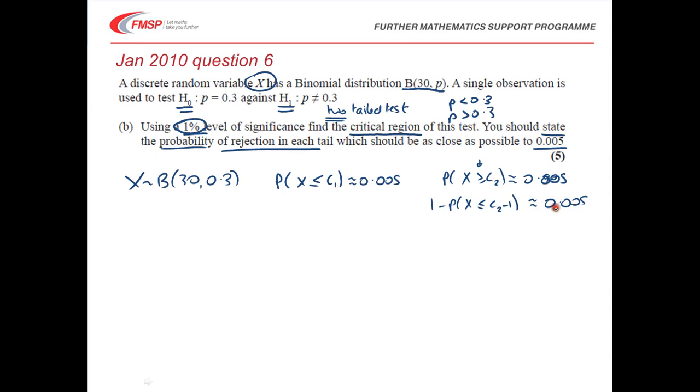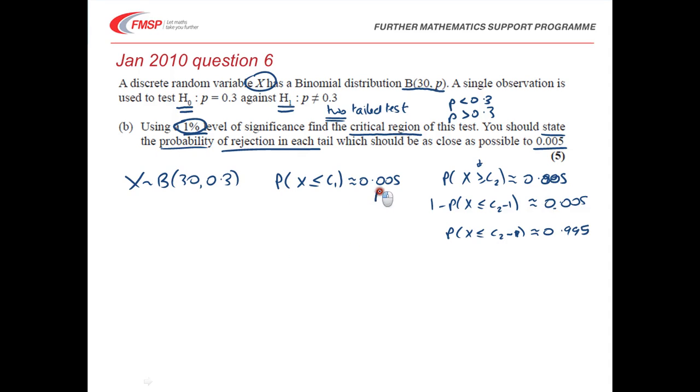And with a little bit of rearranging, you can see that this is going to turn around to be roughly equal to 0.995. Okay, now the reason I do it this way, which is slightly different than the book, is that it enables you, in my view, to use the tables a little bit more easily. So let's go back to this.